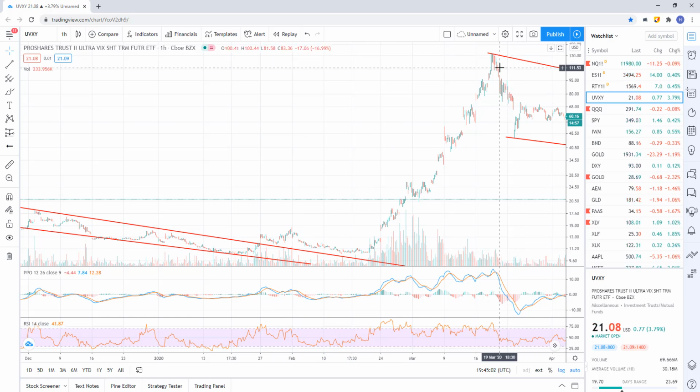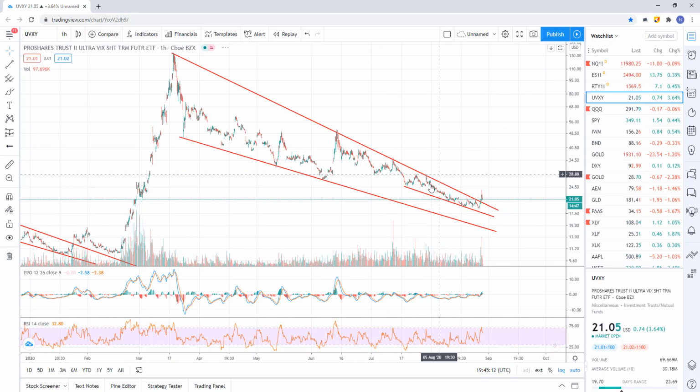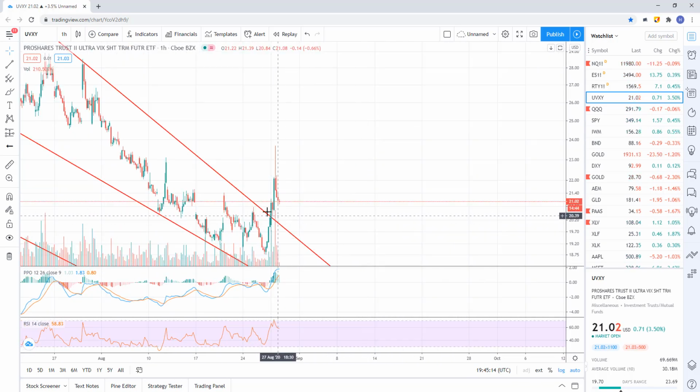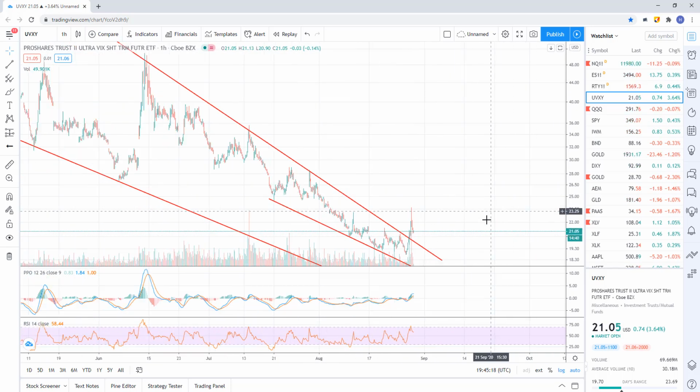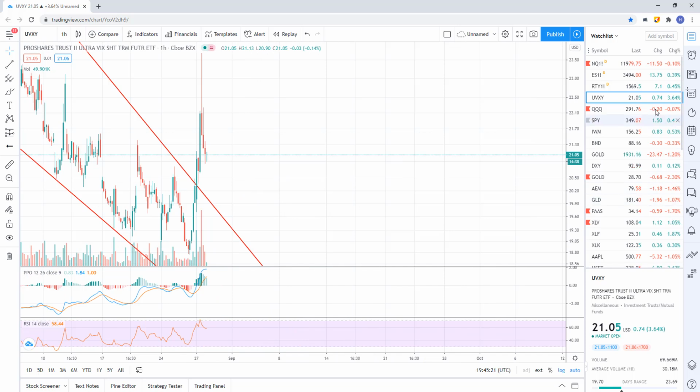So if we're going to just consolidate above this wedge, then I'd expect a big move. It doesn't have to be this big, but I expect some sort of a breakout move to follow. So this is where I start to build positions, and I look for that big follow-through move. And I'll continue to watch this.